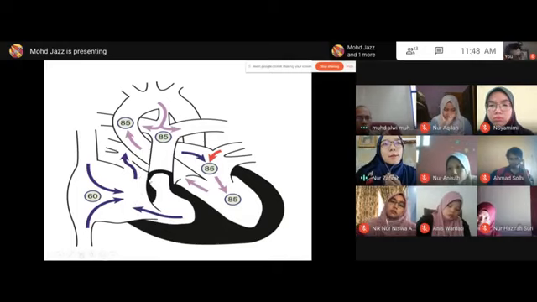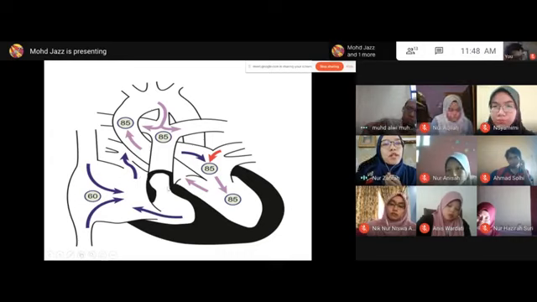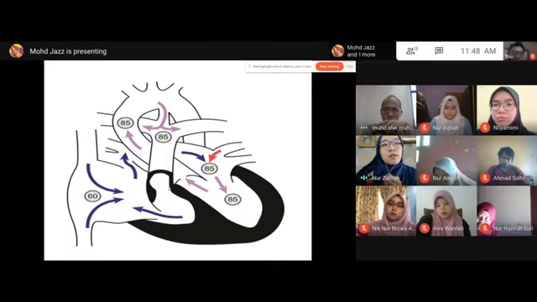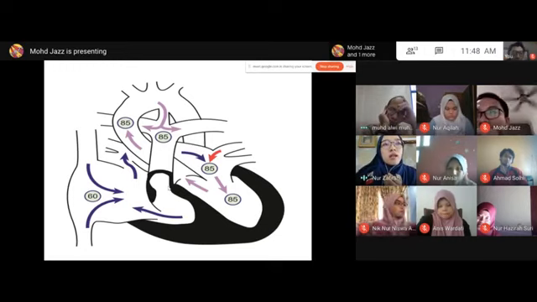So if there is no duct, especially the PDA, the baby will not stay. The baby may die within the first week of life. So that's it for the pulmonary atresia.